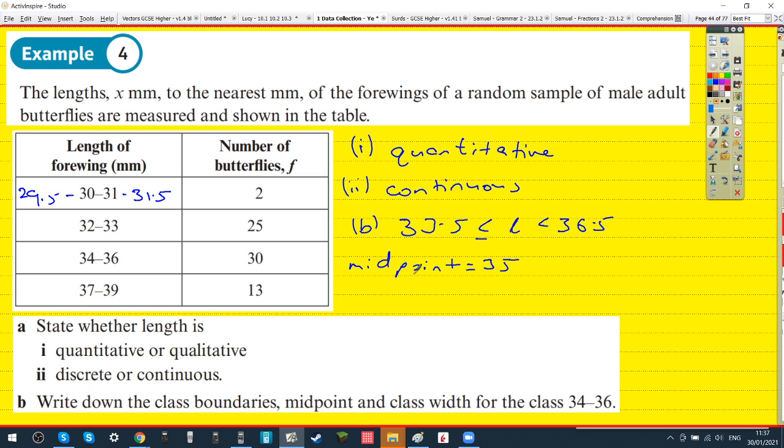Class boundaries, midpoint, and class width. There's a certain equation for class width, isn't there? Upper bound minus lower bound. So here it would have been 2 from 34 to 36. So the midpoint is 3. Not midpoint, the class width. Yep. Class width equals 3. Great.